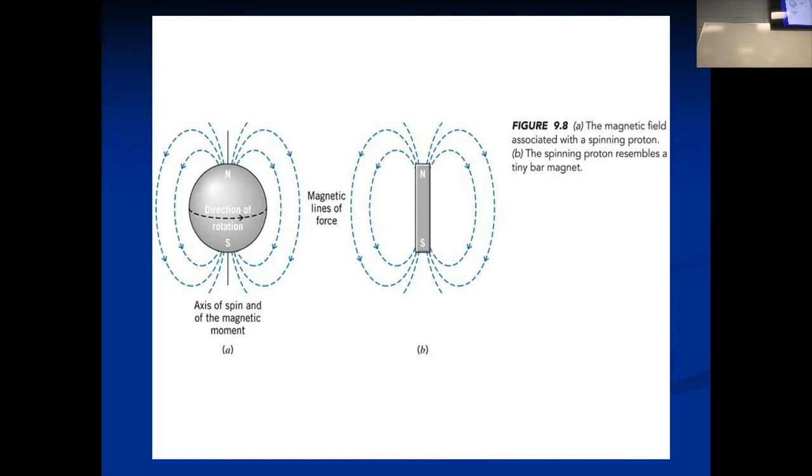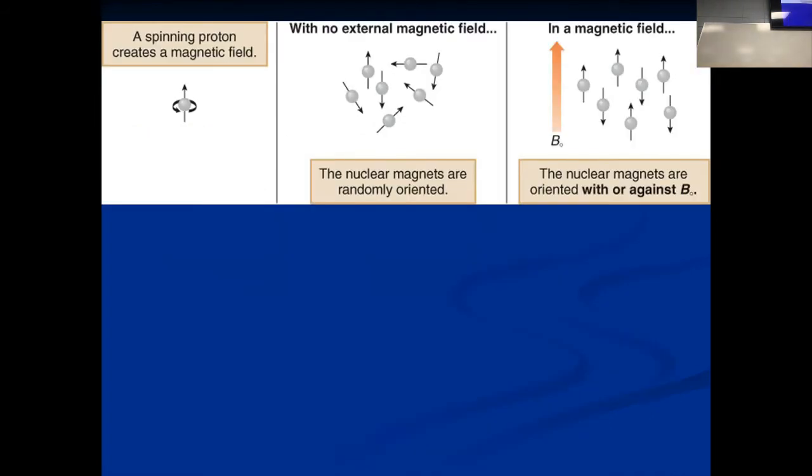This is why you can actually detect these things, because they have a magnetic field. Now, if I take that spinning proton, it creates a magnetic field, and we're going to just arbitrarily say that the magnetic field is going in the direction of the arrow that you're seeing here through the ball. So from here to here. Think of it as south and north.